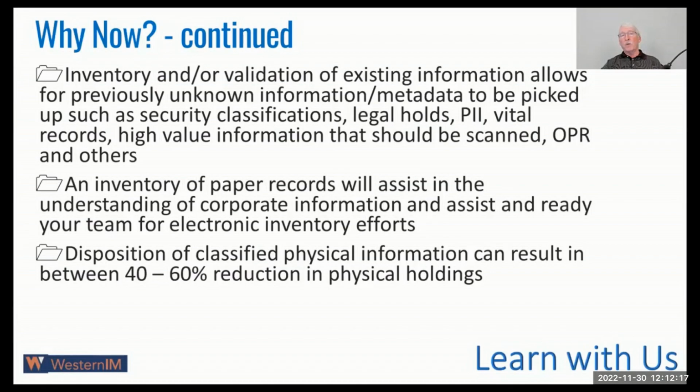Through history, we found that 40 to 60% of your paper information can be reduced. If nothing's ever been destroyed, then 40 to 60% is possible in the physical information in boxes that you currently have. Once you have an approved classification system and retention schedule, you can apply that against what you have, validate that that's what it is, and get the authorization from your senior management to go ahead and get rid of it. So it's a huge potential there.